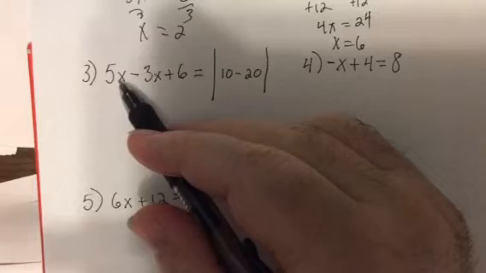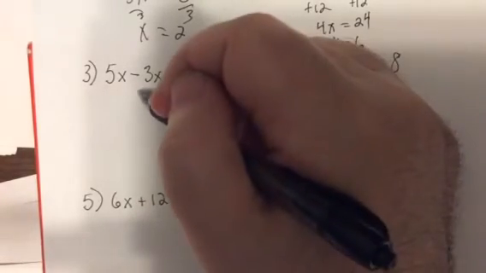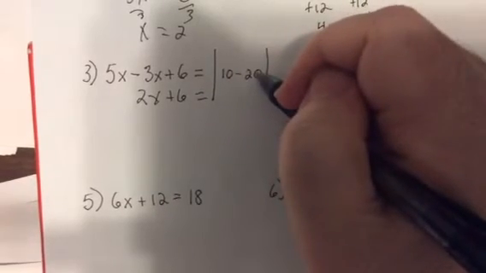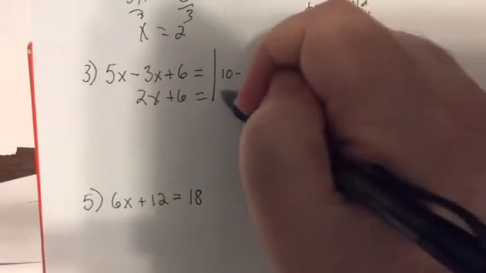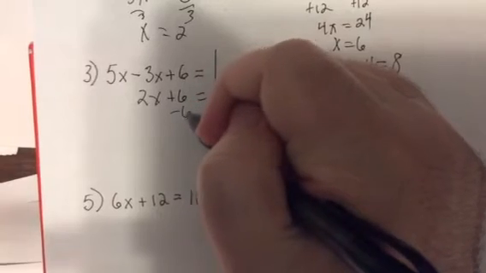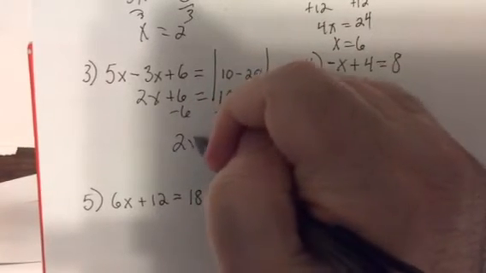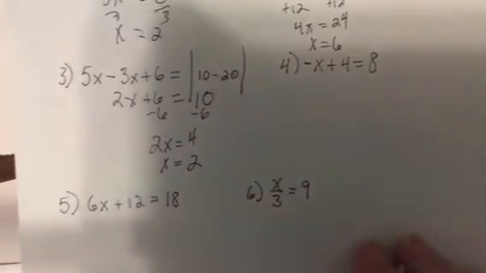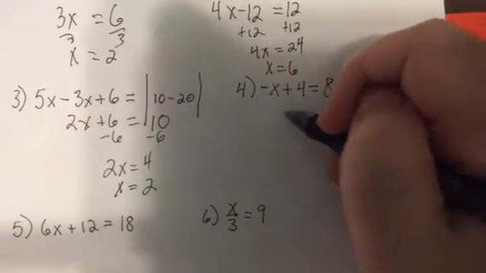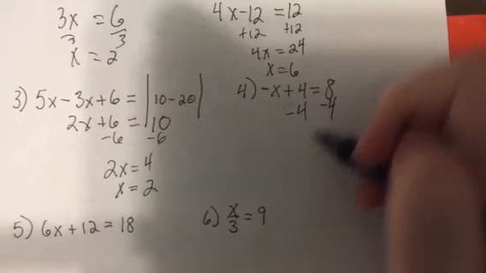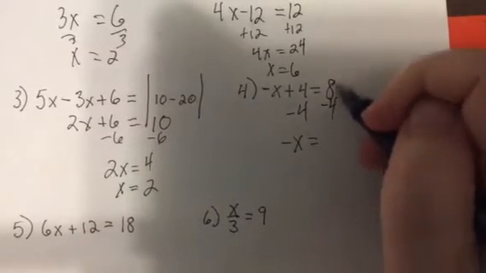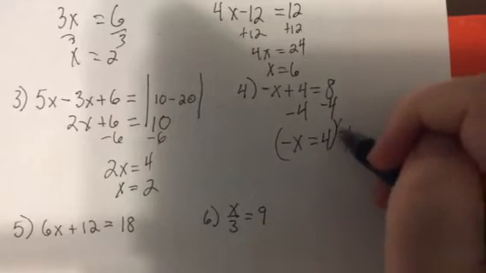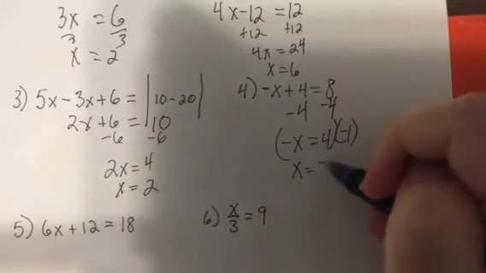This one, okay, let's simplify. 5x minus 3x is 2x. Simplify. 10 minus 20 is negative 10. Absolute value is 10. So subtract 6. 2x equals 4. Divide by 2. This one, subtract 4. So negative x equals 4. Take the opposite of both sides. So x equals negative 4.